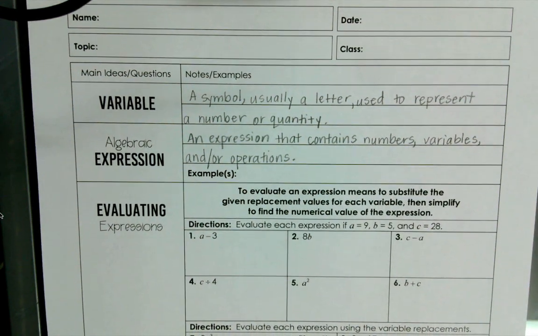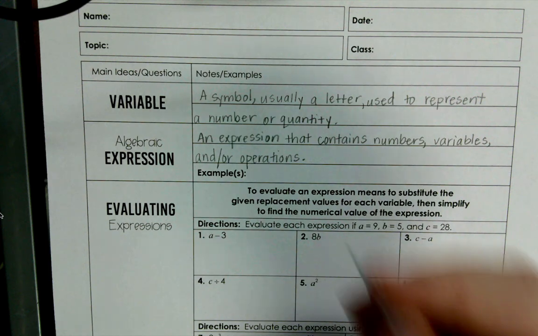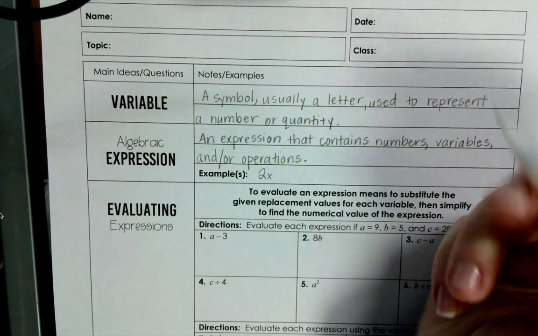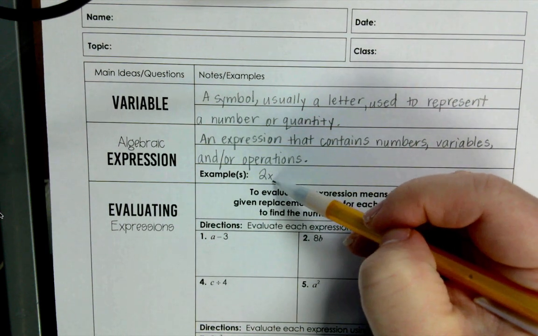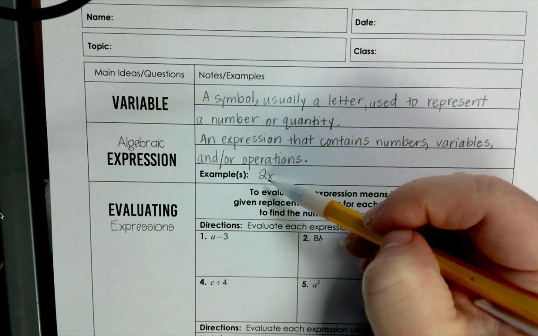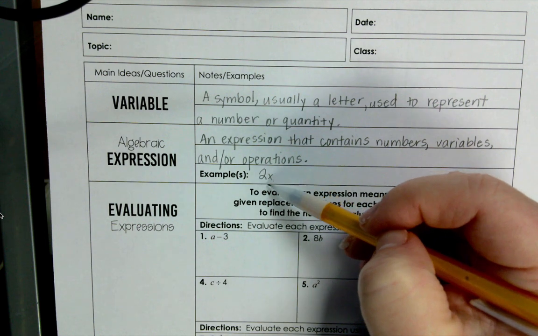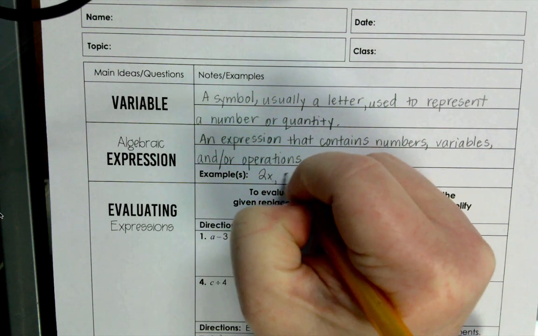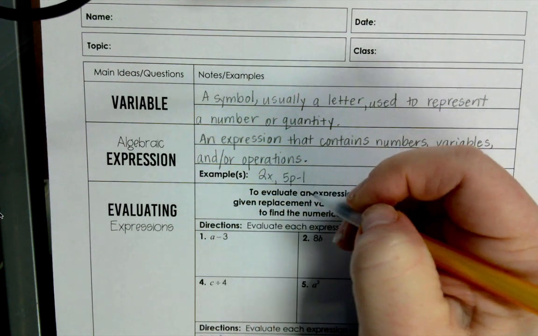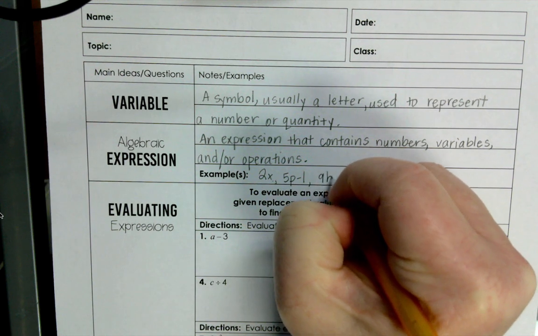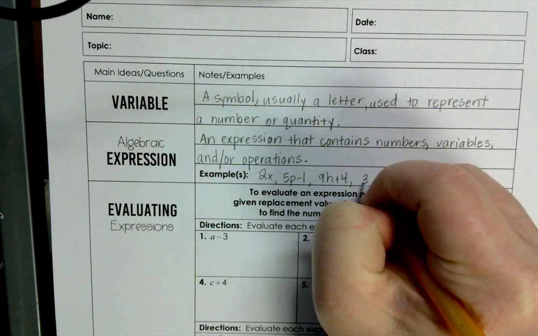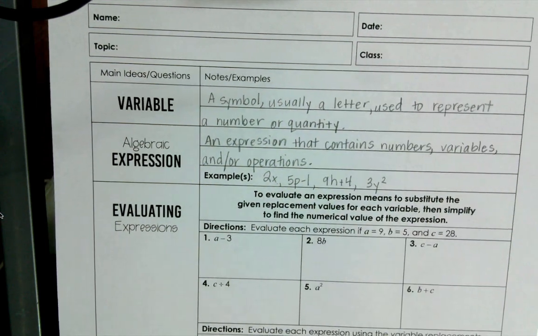Now, if you're wondering how it can be algebraic without an operation, we're going to get into that, okay? Here are some examples of algebraic expressions. The first one, 2x. As you can see, I have a number and I have a variable, but there's no operation symbol. That is because when you have a number next to a variable with no operation symbol, that always means multiply, okay? Here's another one, and how about this one? Throw a little exponent in there, okay?